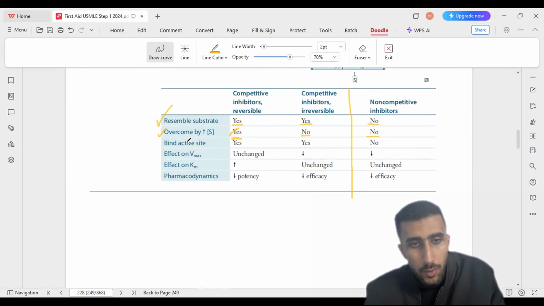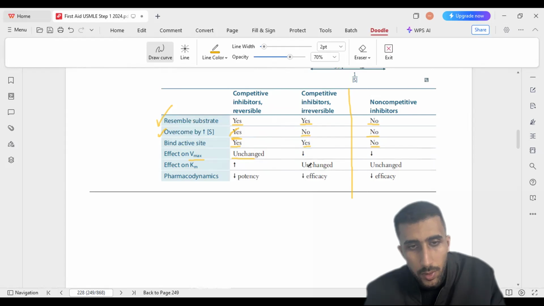And for binding to the active site, the competitive inhibitor, reversible or irreversible, is competitive, so it has to bind on the active site. But the non-competitive inhibitor does not bind to the active site. It binds just to an allosteric site, a different site from the enzyme's active site. So for the effect on the Vmax, as we have just said, for the competitive inhibitor there is no change in Vmax. It's going to be reached, but at a higher substrate concentration.